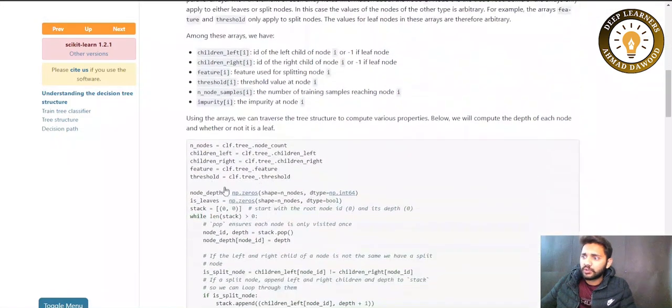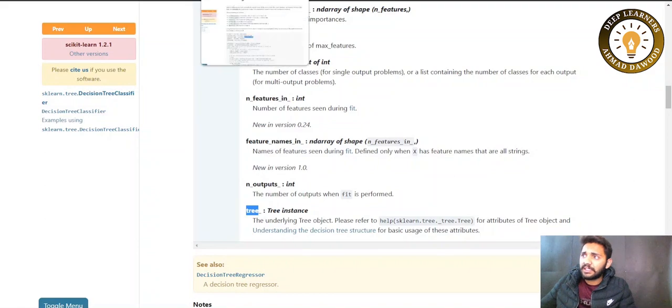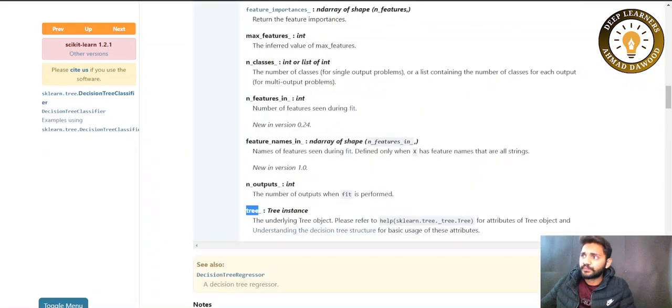By using that tree attribute, a tree instance, you can access its attributes. It can tell you a lot of information: how many nodes our tree has created, what the children are, the left children and right children, the features and thresholds. This type of internal information you can access by using the tree attribute, and you can see the examples from here also.